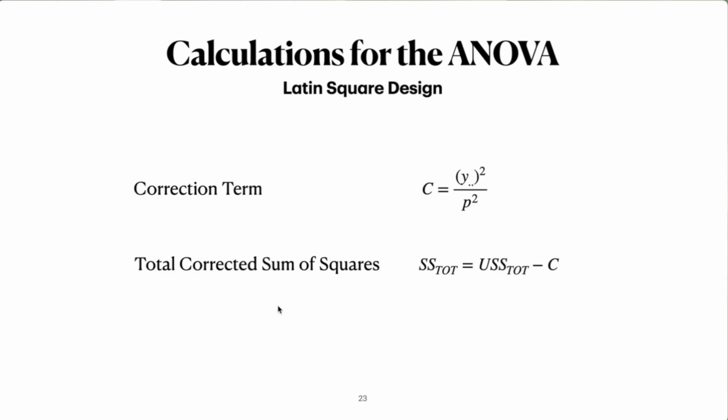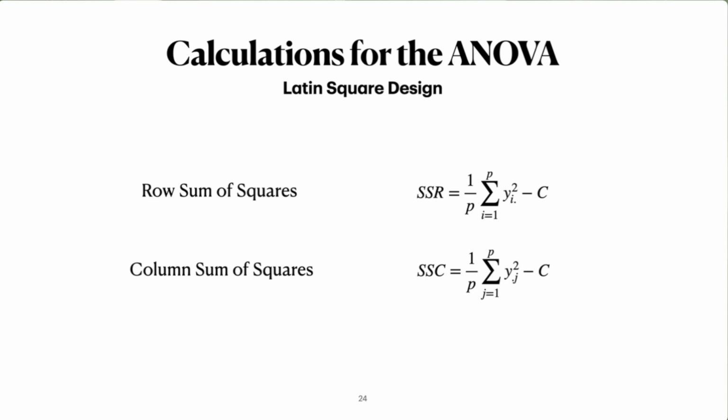Once we have the correction factor, we use that in getting the rest of the corrected sums of squares. To start off with, the total corrected sum of squares, SS tot, is equal to the difference between the uncorrected sum of squares tot and the correction term, the correction factor.